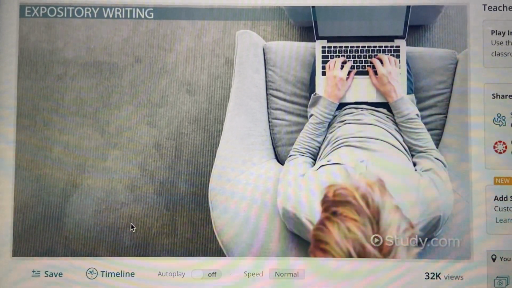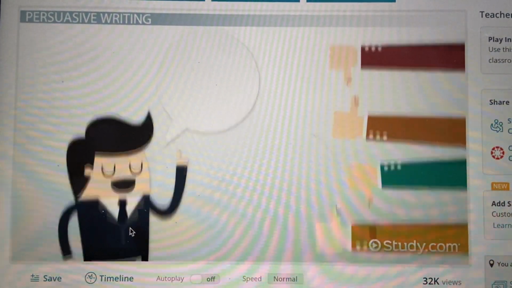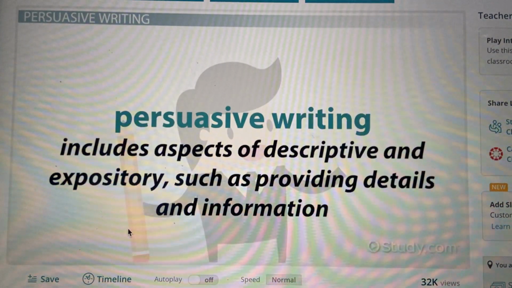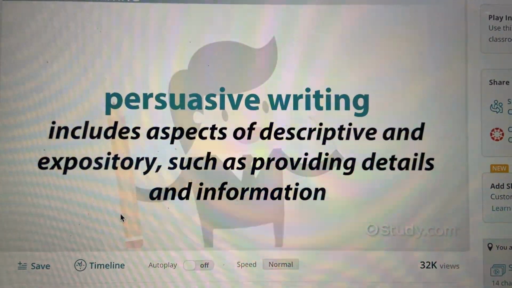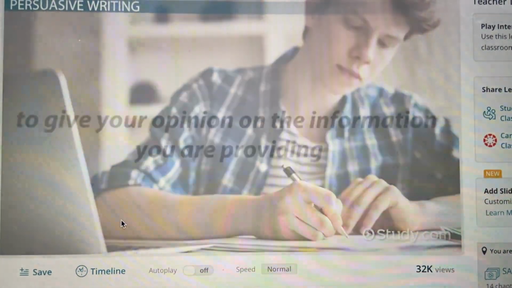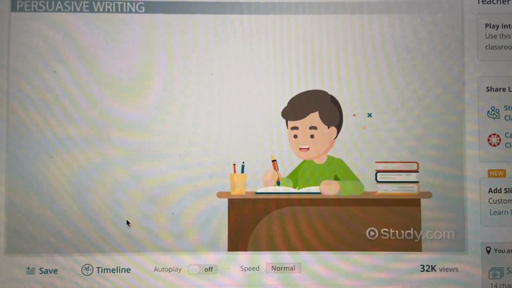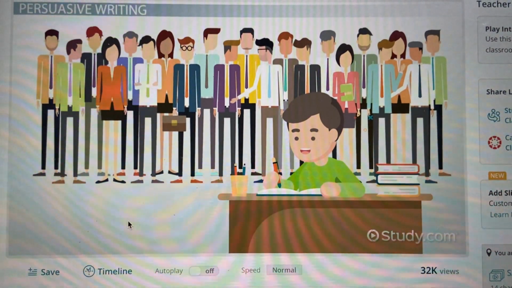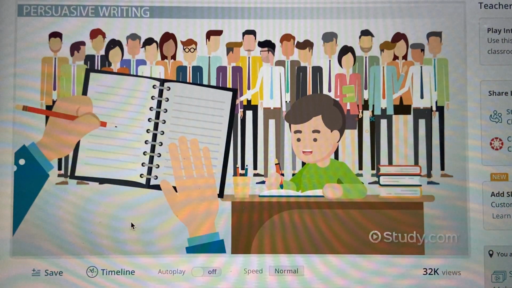If you just can't keep your opinion to yourself about a specific topic, then you'll want to write a piece of persuasive writing. Persuasive writing includes aspects of descriptive and expository, such as providing details and information. However, it differs greatly because you're able to give your opinion on the information you are providing. If you feel very strongly about something and you want others to agree with you or at least see where you're coming from with your ideas, persuasive writing is the way to do it.